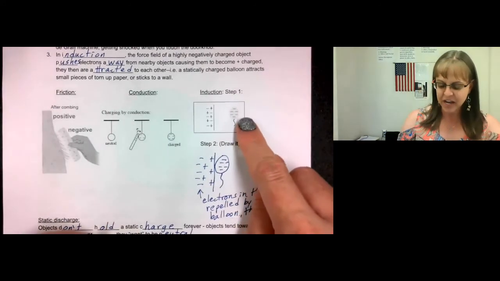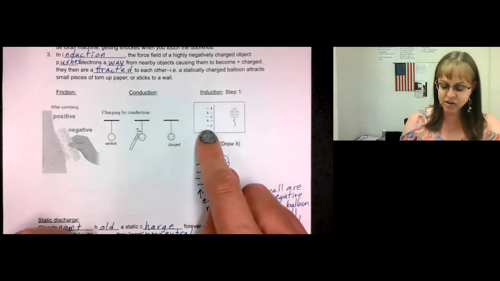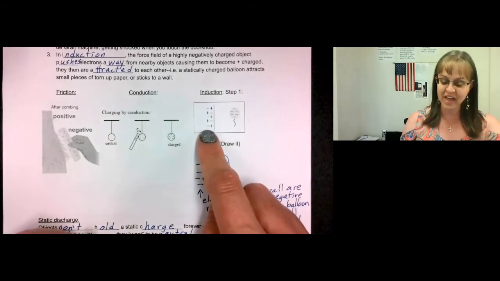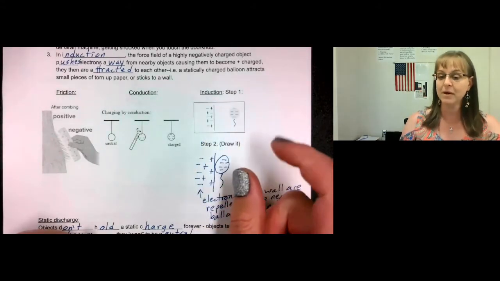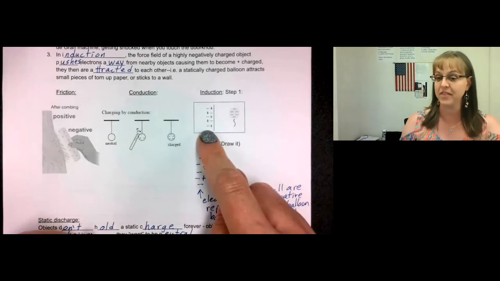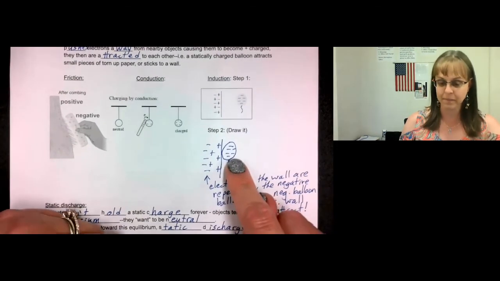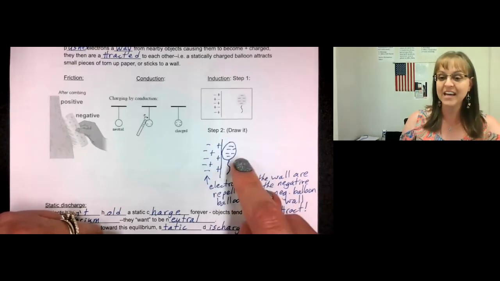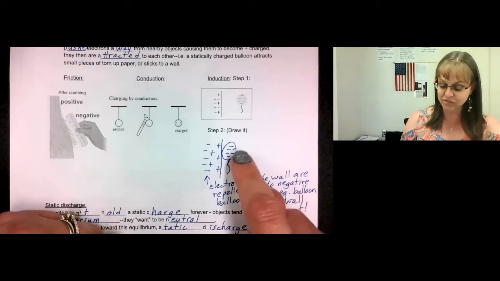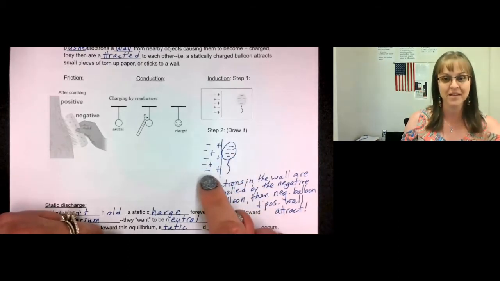Let's look at this. Here we have a balloon that has built up a negative charge, probably from being rubbed against somebody's hair. And here's a wall that is not charged, that has an equal number of positive protons and negative electrons. Remember, the electrons can move and the protons cannot. When the balloon gets up close to the wall, the positive protons stay where they were. The negative electrons are repelled from the negative balloon and they are pushed deeper into the wall.